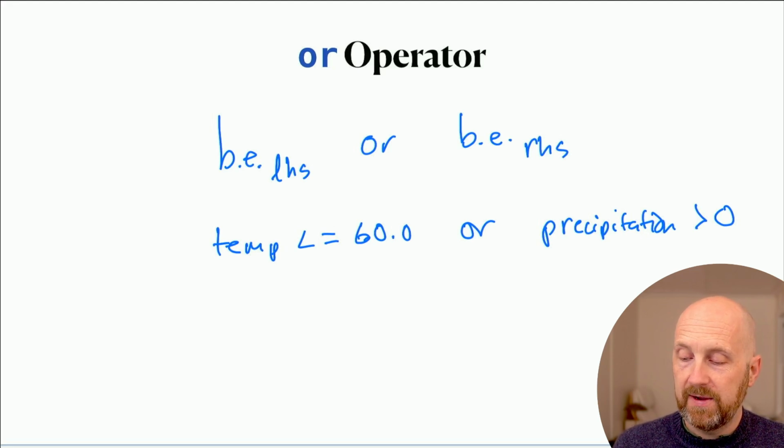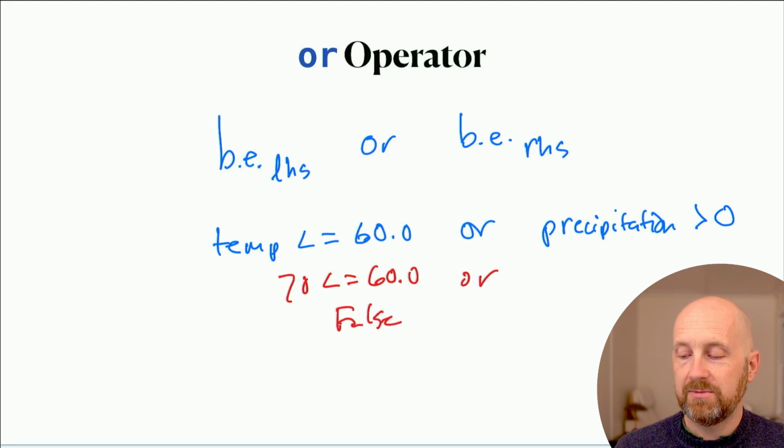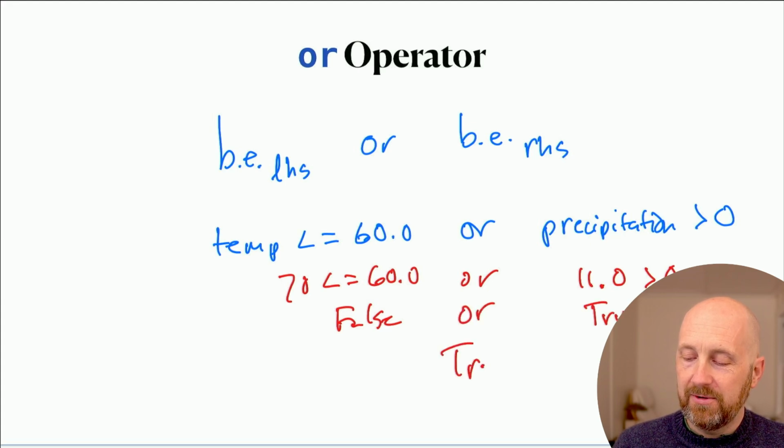Right? So let's say here, temp was 70. 70 less than or equal to 60. Well, this is false. But because we're using or, if precipitation was, say, 11.0, that'd be a lot of precipitation. Probably don't want to go outside if there's 11 inches. Let's say 11 millimeters of precipitation. We haven't named our units here. And this is true. False or true evaluates to true.